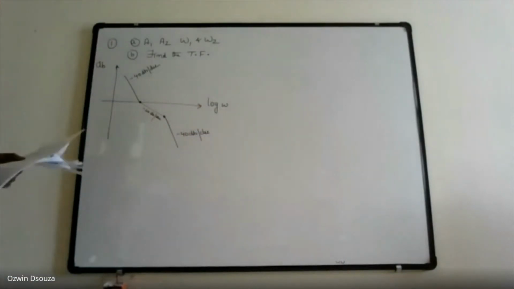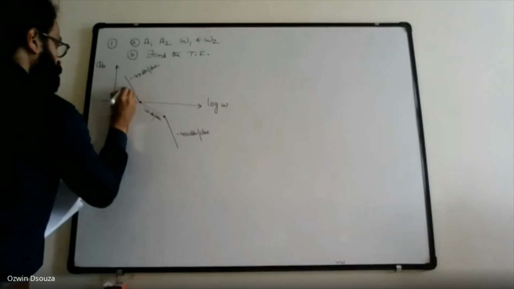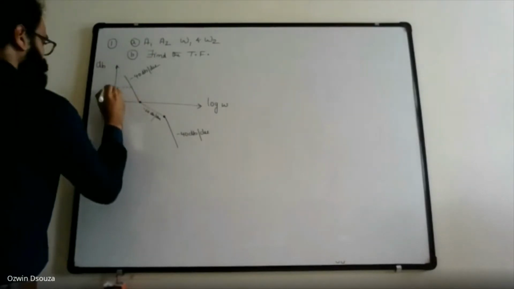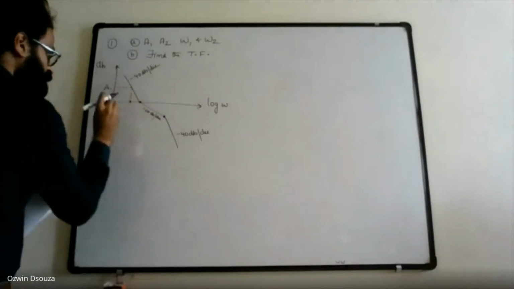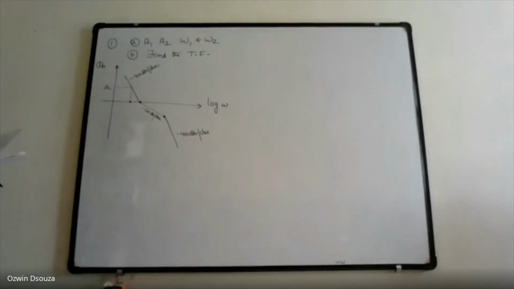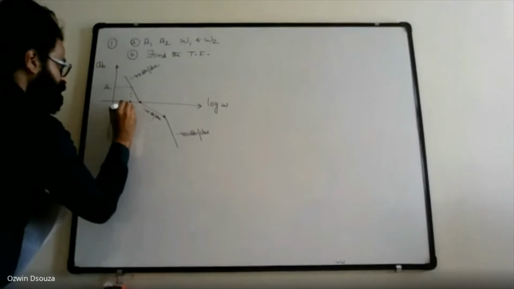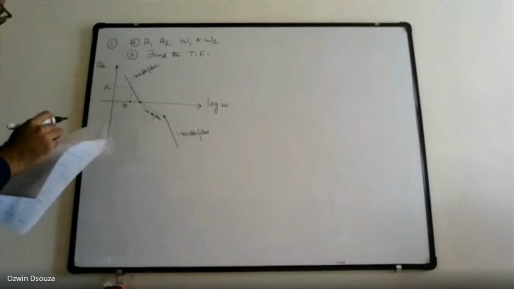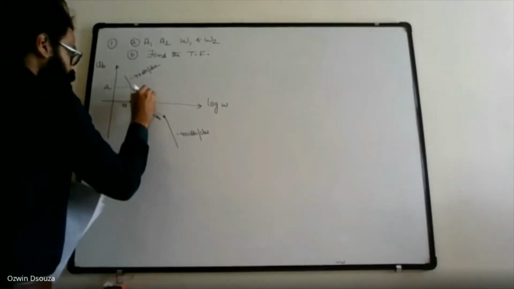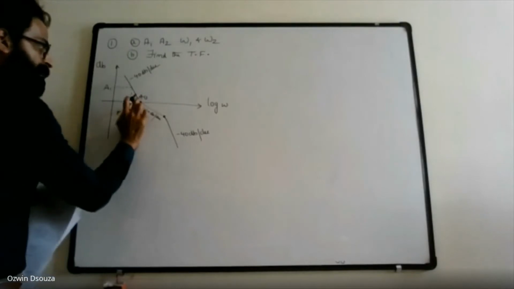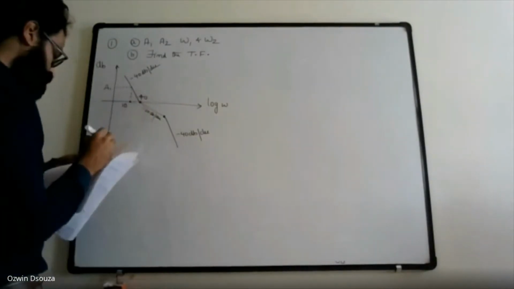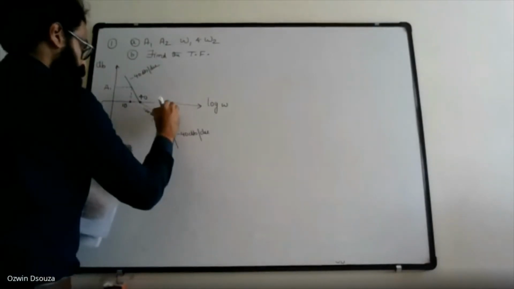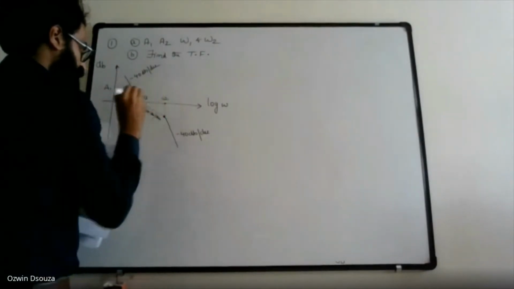All right. And something like A1 you need to determine. And the frequency at which A1 needs to be determined is 10 radian per second. And this is 40 radian per second. This point corresponds to 40 radian per second. And this is omega 1.